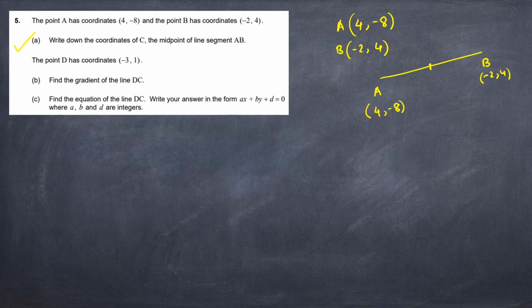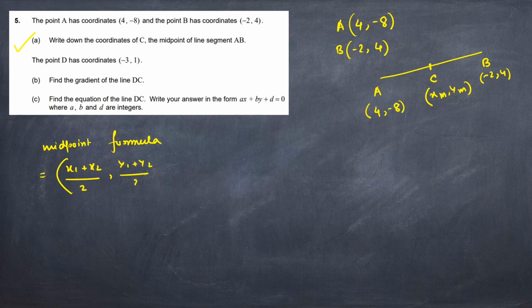Now somewhere we have the point C, which is the midpoint of this particular line. Say we take this as xm, ym. We need to find the value of xm, ym. The midpoint formula is x1 plus x2 divided by 2, and y1 plus y2 divided by 2, where this is our xm and this is our ym. So we will try to find that.